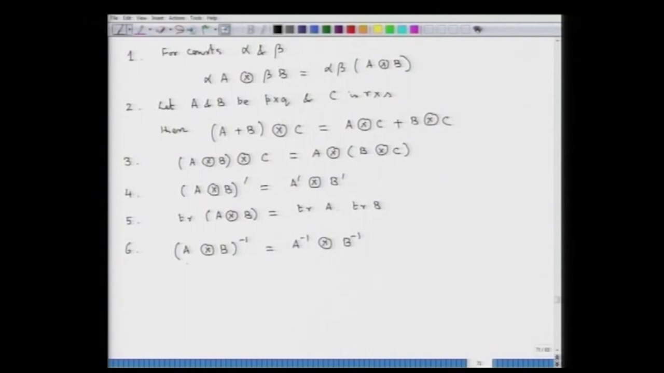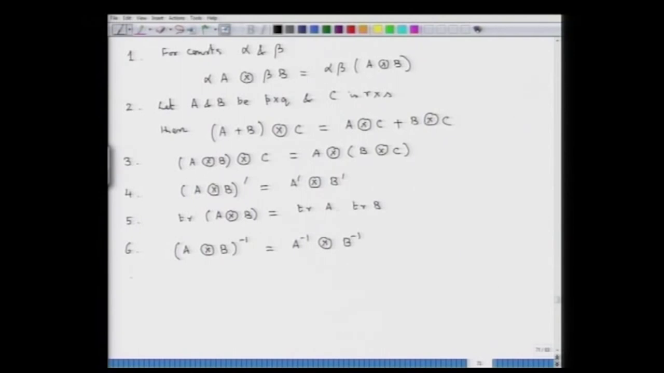Here of course, A is not P by Q or B is not M by N. Both A and B are square matrices which are non-singular, and hence we will assume that in such a situation, when we write the inverse of A Kronecker product B as A inverse Kronecker product B inverse, both these A and B matrices are non-singular.